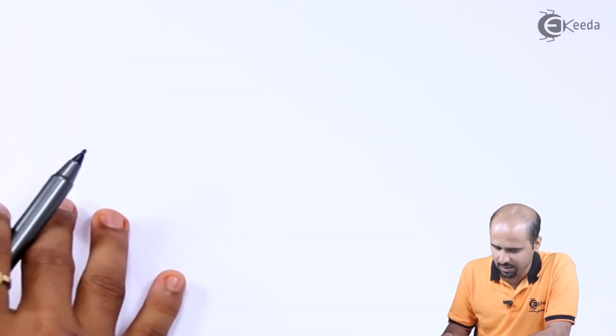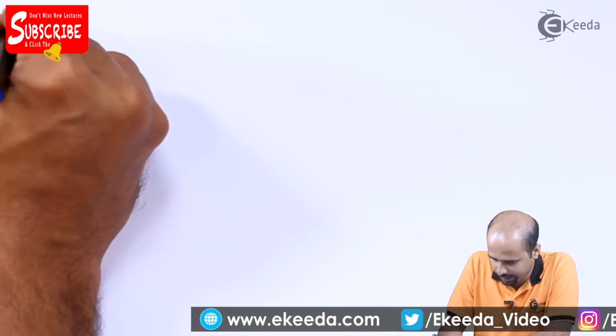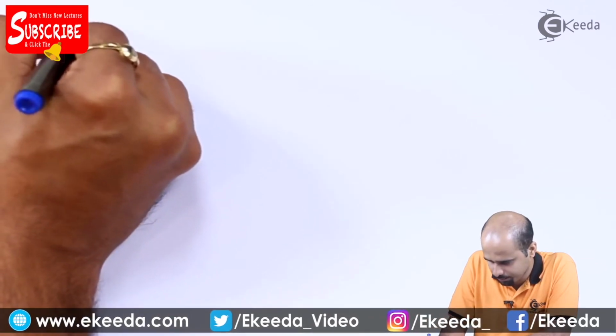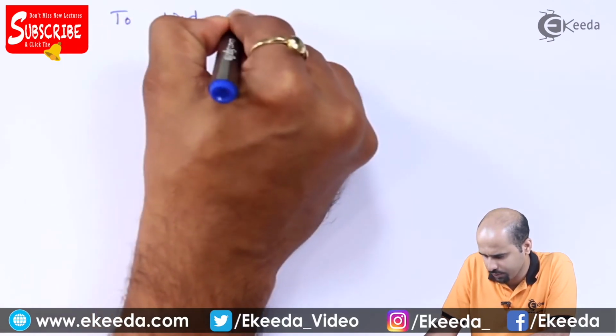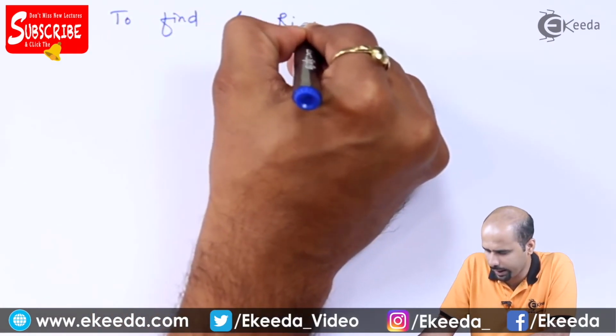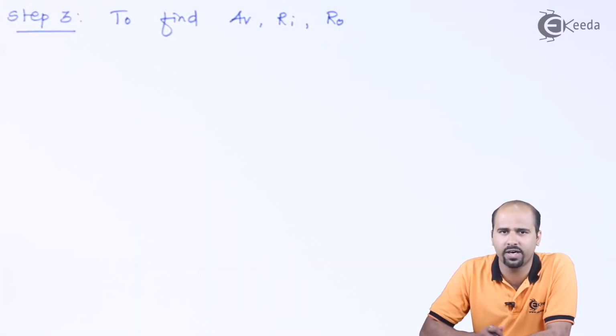So let's move ahead for the calculation part. If I want to find out the value of the voltage gain, the first parameter, we'll write this as step number 3. Step number 3 is to find AV, RI and RO. Once we get the AV, RI and RO, we'll have to find out AVF, then ROF and RIF by just multiplying with the desensitivity factor or dividing by desensitivity factor according to that particular topology.